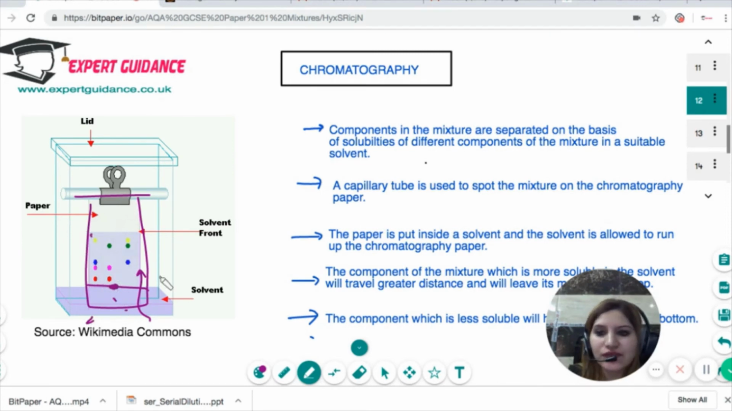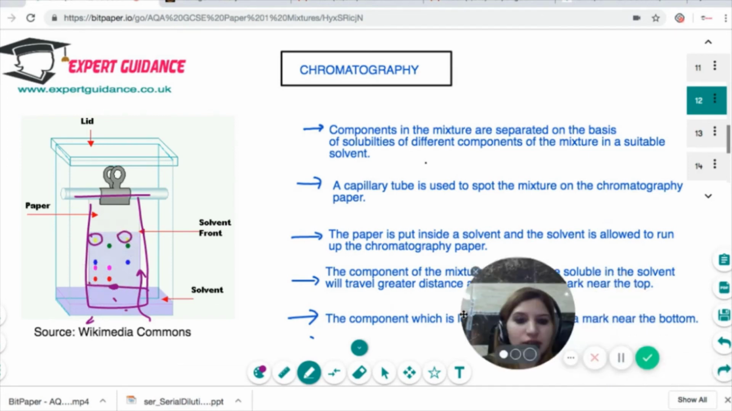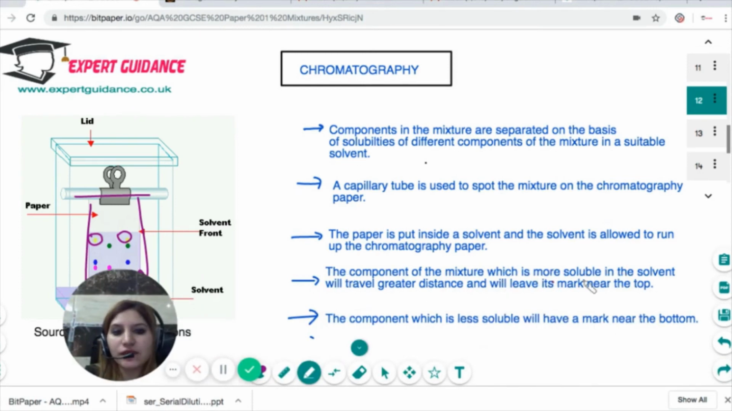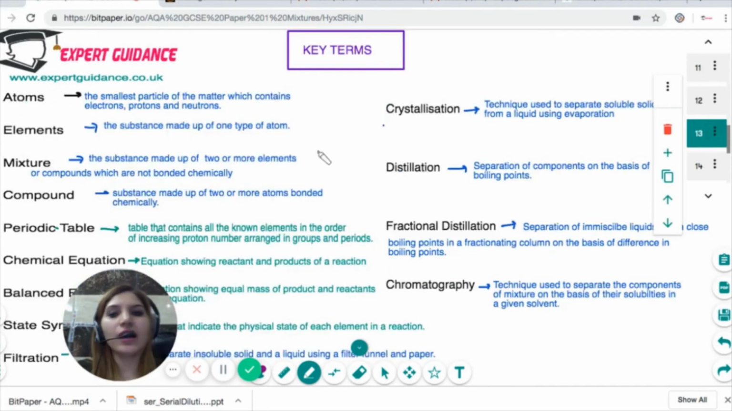So in this figure, you can see that the yellow components are more soluble, so they traveled up, and the red components are less soluble. Okay, so the components of the mixture which are more soluble will travel a greater distance and will leave their mark near the top, and the component which is less soluble will have a mark near the bottom.